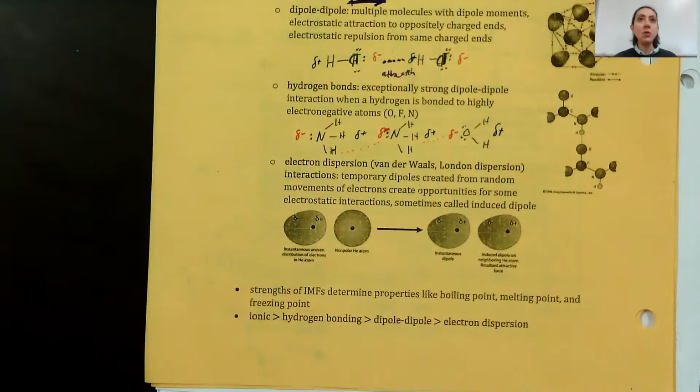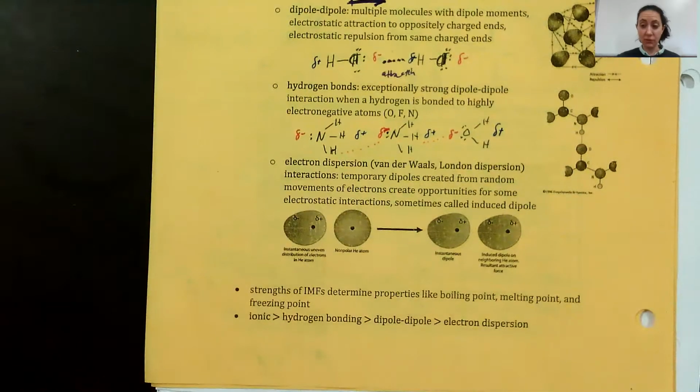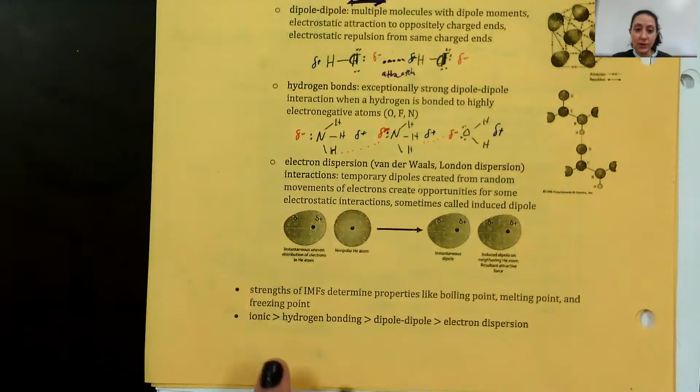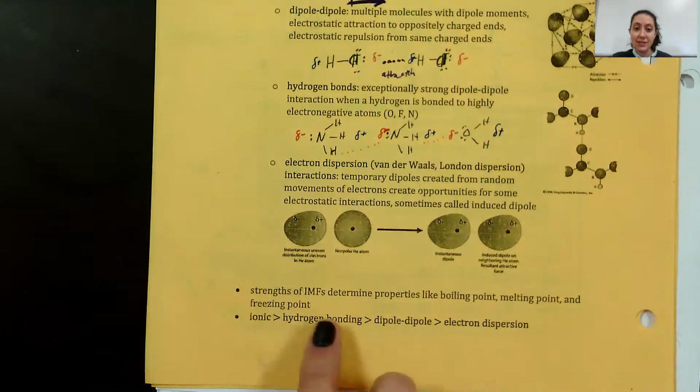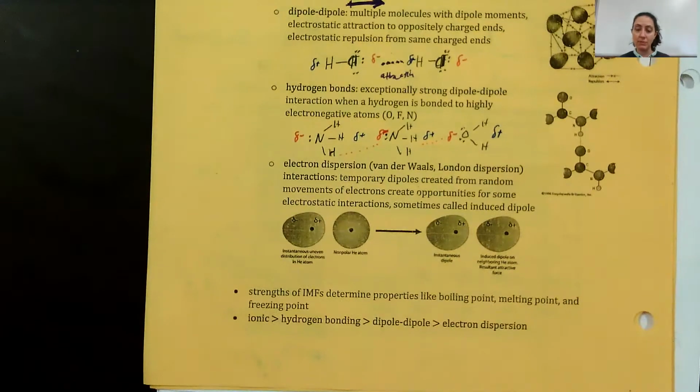So if you know the boiling points of 2 different substances, you can guess at the differences in their structures and their different intermolecular forces. And if you know what the structures are, you can actually guess which one has higher and lower boiling points, even if you can't necessarily come up with a number. Generally speaking, this is the rule. Ionic bonds are the strongest, then hydrogen bonds, dipole, then electron dispersion. So that's why they're in that order.